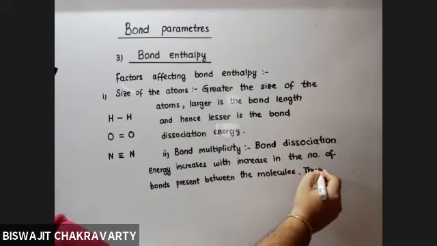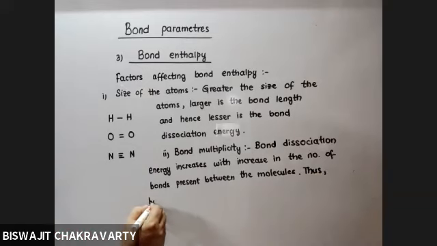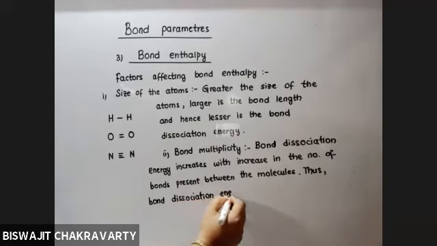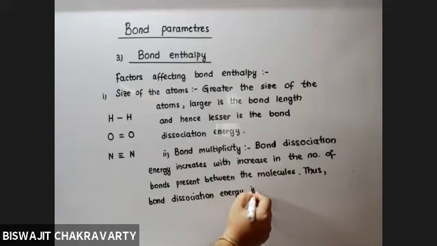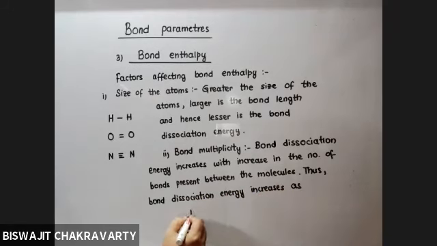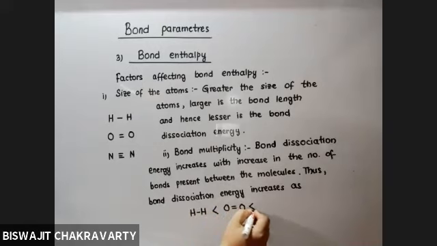Thus, you can write bond dissociation energy increases as H single bond H less than O double bond O less than N triple bond N. So the more bonds present between the two atoms, the greater amount of energy you need to supply.